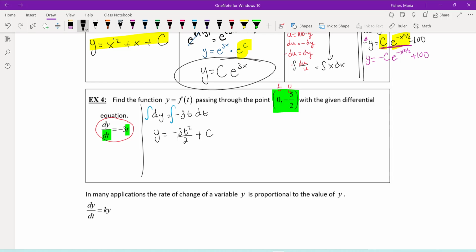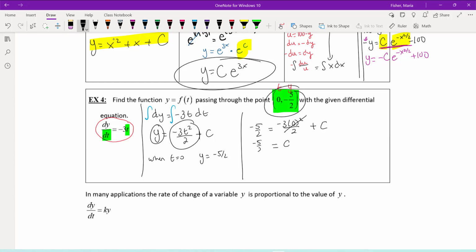Now what we want to do is use the given information to solve for c. Well, again, we know that when t is equal to 0, y is equal to negative 5 halves. That means that negative 5 halves has to equal negative 3 times 0 squared over 2 plus c. Solving for c, well, that's just 0. c is going to equal negative 5 halves. Therefore, the function that passes through that point with the given differential equation is going to equal y equals negative 3t squared over 2 minus 5 halves.